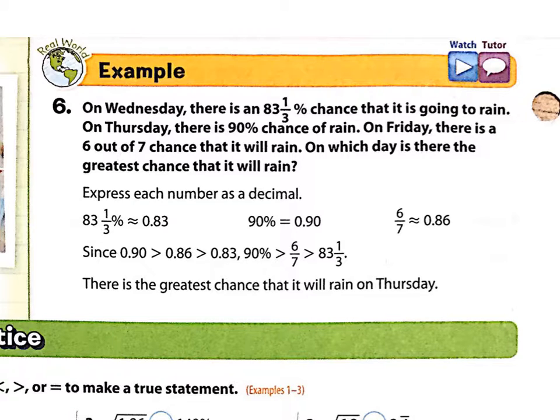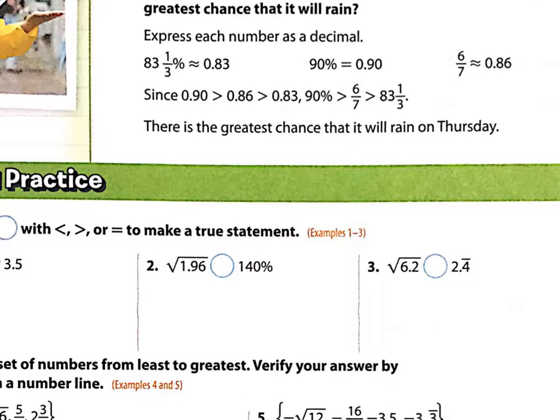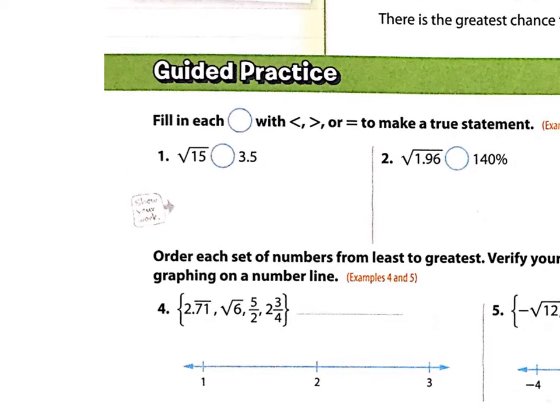So we just convert all those into decimals. How do you convert 90% into a decimal? 0.9. 90 over 100, so you divide it by 100, right? And then it gives you 0.90. Okay? So then you just put those in order. 90% is the greatest because 0.9 is bigger than 0.83 and 0.86. So on Thursday there's the greatest percent chance of rain. That was pretty easy.